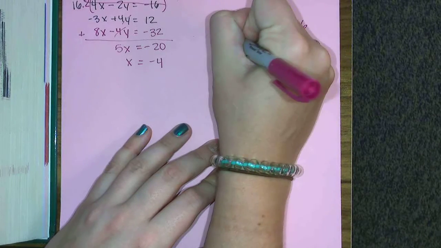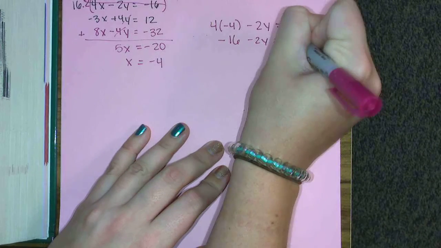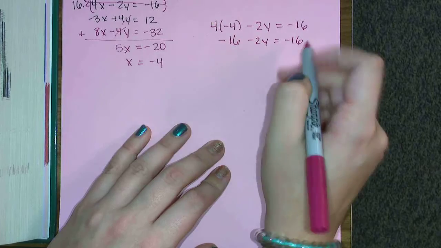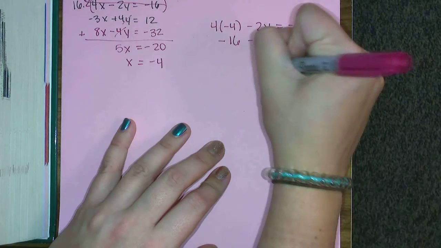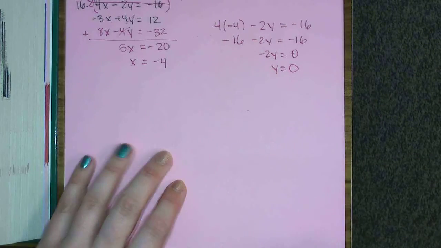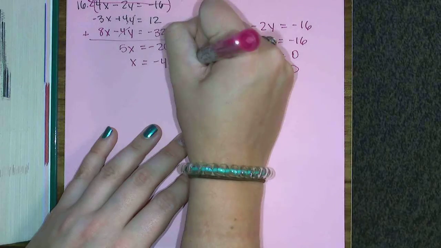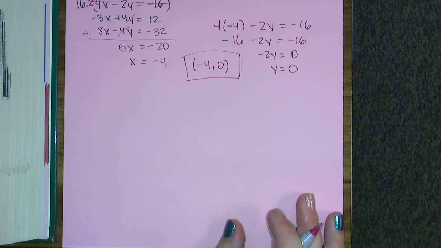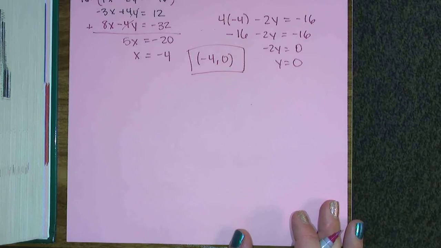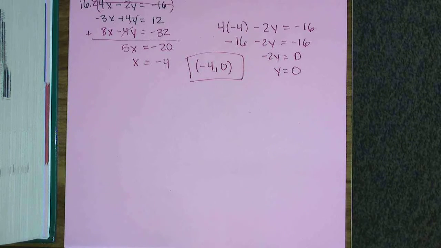So this is negative 16 minus 2y is equal to negative 16. To add the 16 over, so negative 2y is equal to 0. Y is equal to 0. So then my ordered pair is what? Negative 4, 0. I multiplied the whole thing by 2. It won't always be 2. It depends. So let me see if I can find one that's not going to be 2.